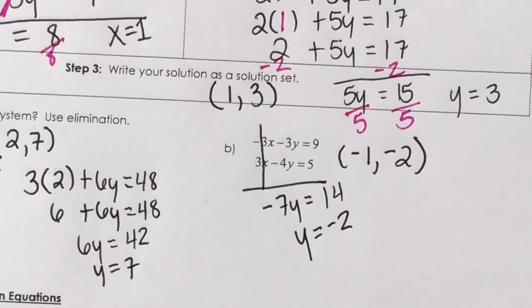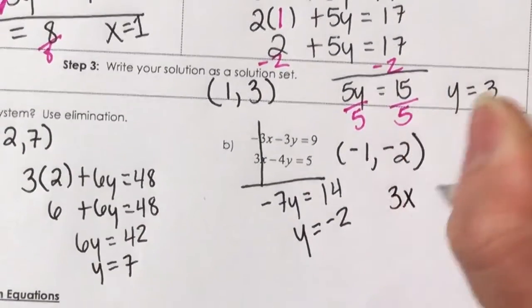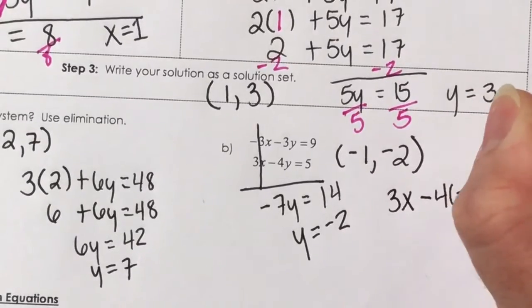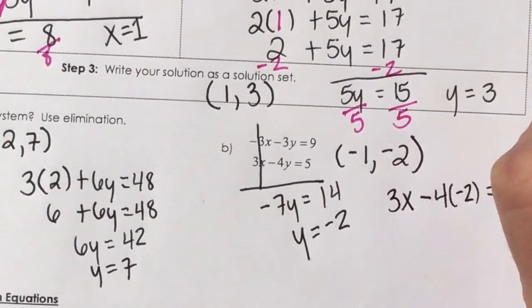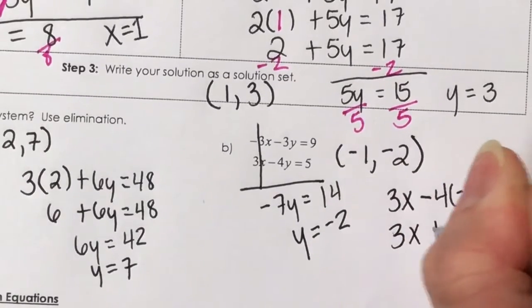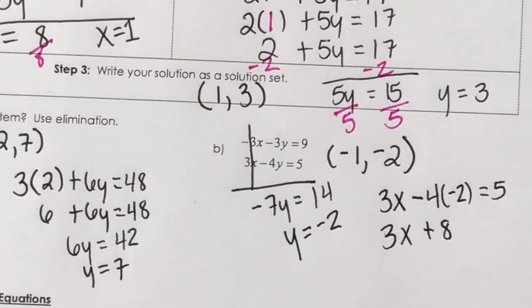We're halfway there. Now we've got to figure out what x is. Sub back in. Doesn't matter which equation you use. We got to find x. I'm going to use the second one. So 3x minus 4 times -2 is equal to 5. So this becomes 3x plus 8, because a negative times a negative is a positive.